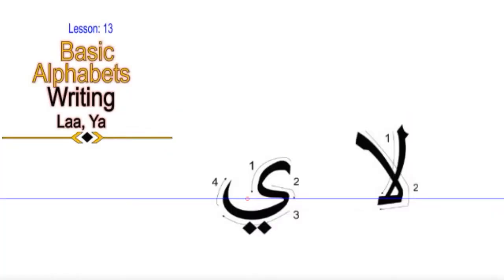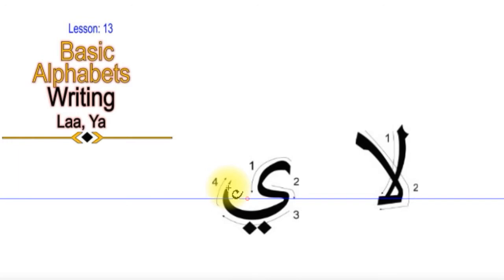Hello guys, welcome back. This is lesson 13, La and Ya. We are going to write like this. This is letter La from top to bottom. Then from here, just slant a little bit. Alphabet La. Next is alphabet Ya. From here on top, curve and like a semicircle.